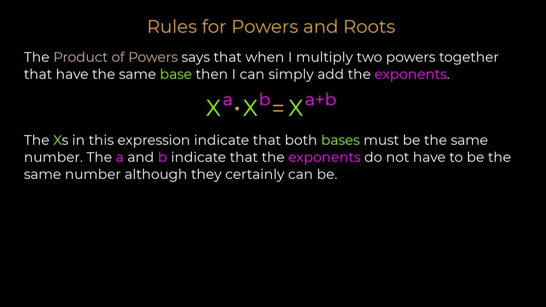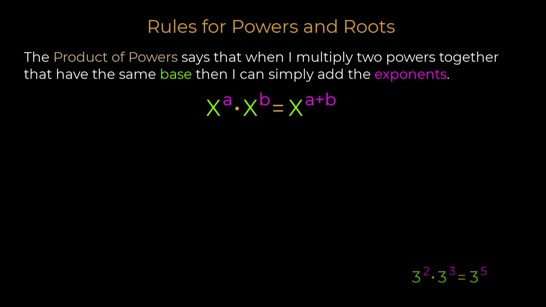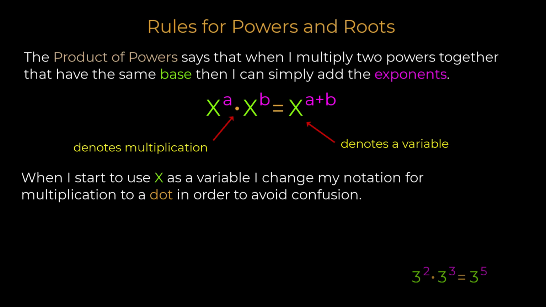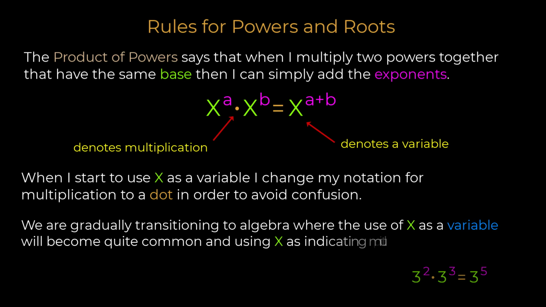So, for example, 2 to the 5th power times 2 to the 3rd power would be equal to 2 to the 8th power, since 5 plus 3 equals 8. Similarly, 3 squared times 3 cubed would equal 3 to the 5th power, since 2 plus 3 equals 5. As a note, when I start to use x as a variable, I change my notation for multiplication to a dot in order to avoid confusion. We are gradually transitioning to algebra, where the use of x as a variable will become quite common, and using x as indicating multiplication will no longer be used.